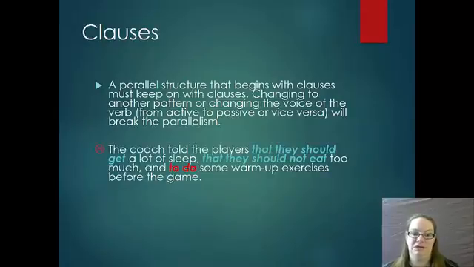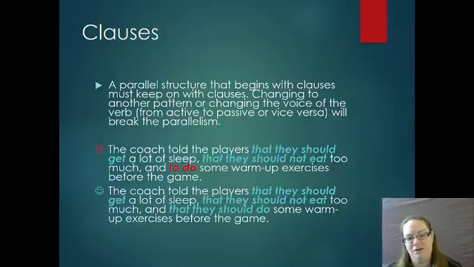Okay, the coach told the players that they should get a lot of sleep, that they should not eat too much, and to do some warm-up exercises before the game. So again, the purpose of parallel structure is to try to make all the elements the same. It's much easier on the reader to read through things that are parallel. The coach told the players that they should get a lot of sleep, that they should not eat too much, and that they should do some warm-up exercises before the game.